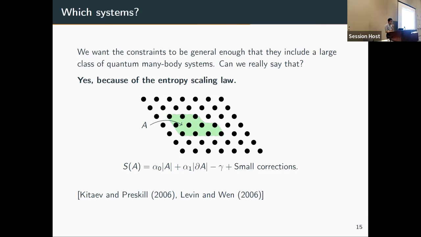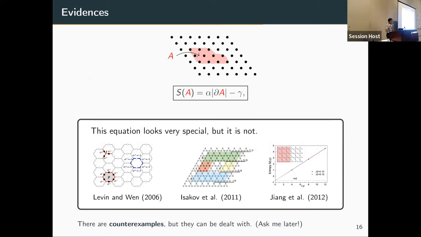And I agree that it's a strong assumption, but the important point is that people have actually studied the scaling law for a variety of systems in exactly solved models using quantum Monte Carlo and also using DMRG. It seems that this condition holds for quite a lot of systems. That said, there are counterexamples for which this is directly violated. I can tell you more about it, but for now, I will just say that we have a way to get around this problem.